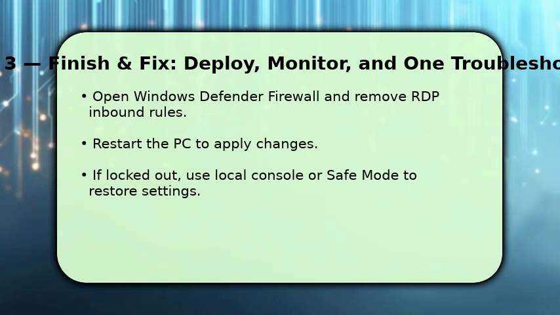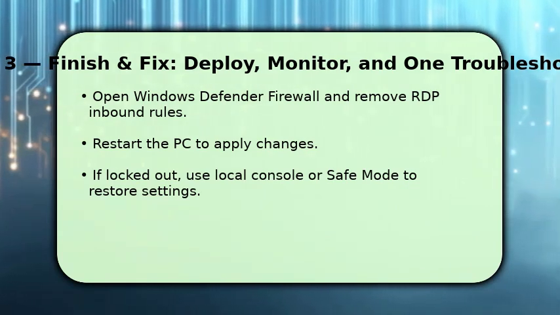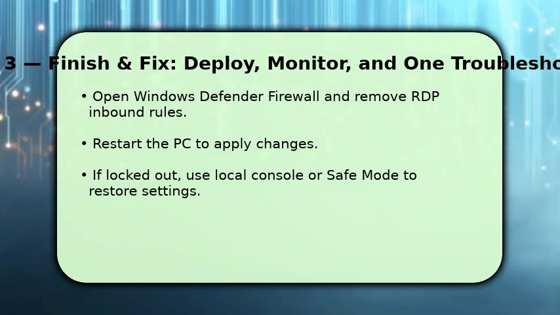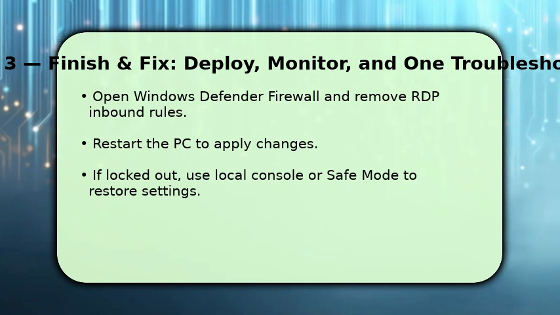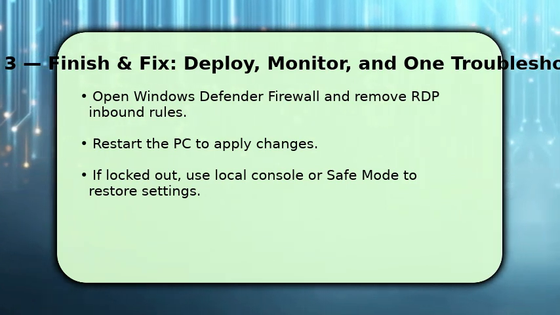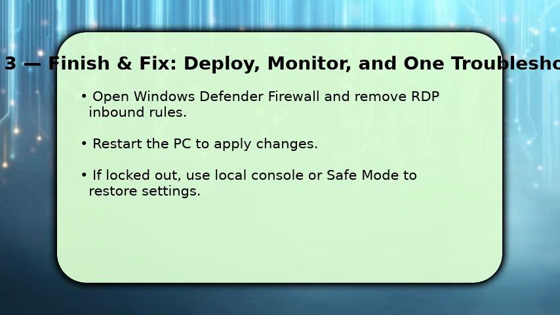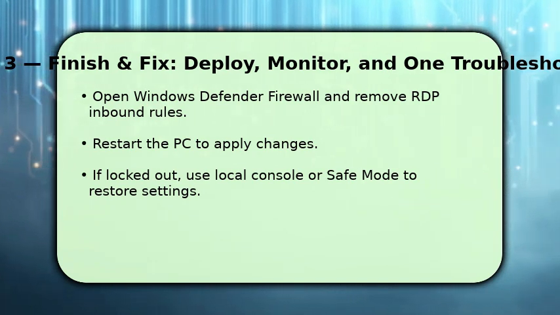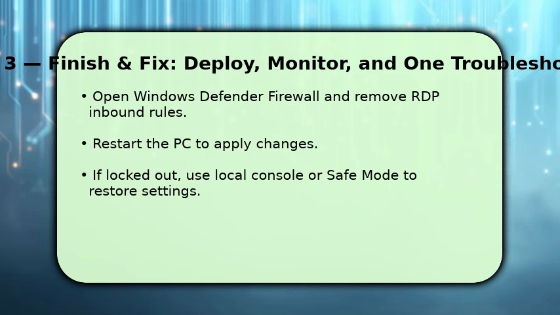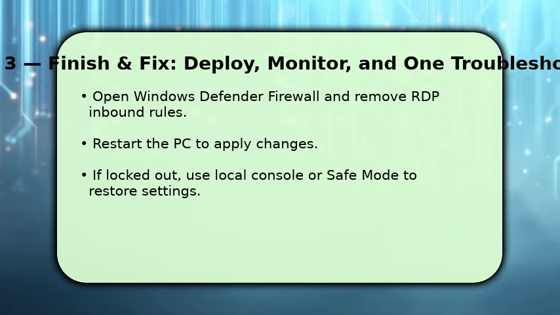After turning off Remote Desktop, open Windows Defender Firewall, go to Inbound Rules, and remove or disable rules named Remote Desktop or RDP to block incoming ports. Once that's done, restart the PC so all changes take effect. This also clears any lingering sessions.